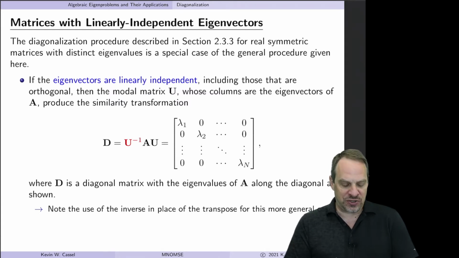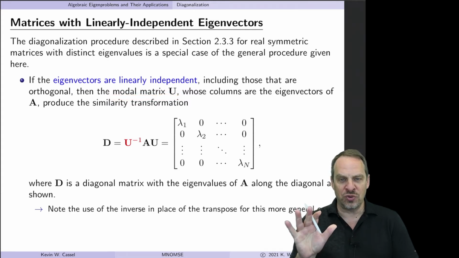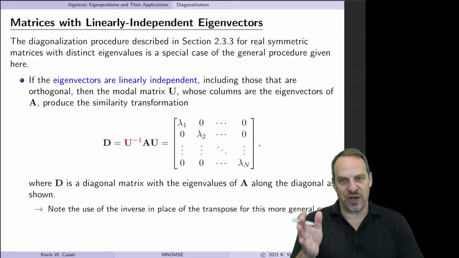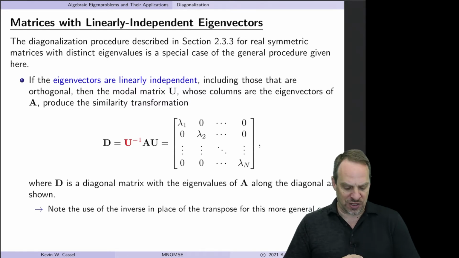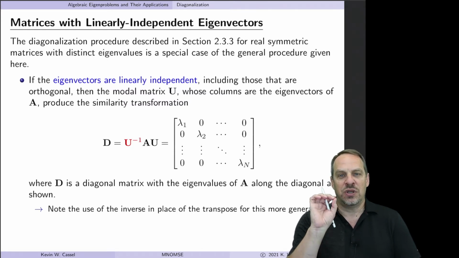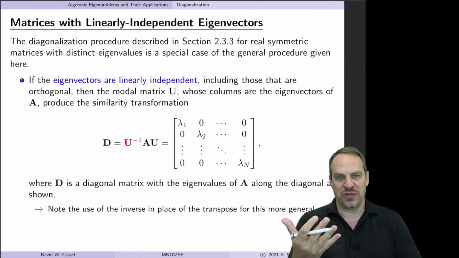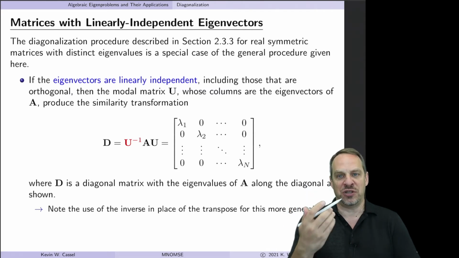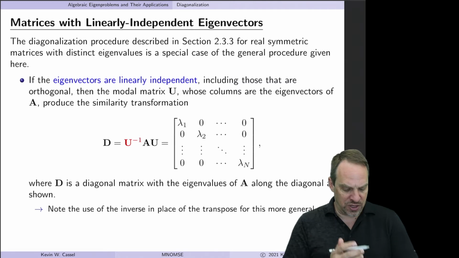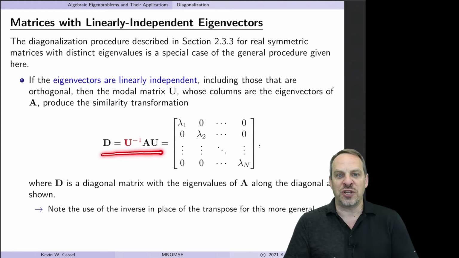So now the big difference that you're going to see is we're going to use the modal matrix U instead of Q. Remember, Q was an orthogonal matrix. It had orthogonal vectors as its columns. Now we're going to use the matrix U as the modal matrix, which has the eigenvectors as the columns, just like it did for Q. But now the only thing we can say about those eigenvectors is that they're linearly independent. They may or may not be orthogonal. And in that case, the similarity transformation, instead of Q transpose times A times Q, is now U inverse times A times U.